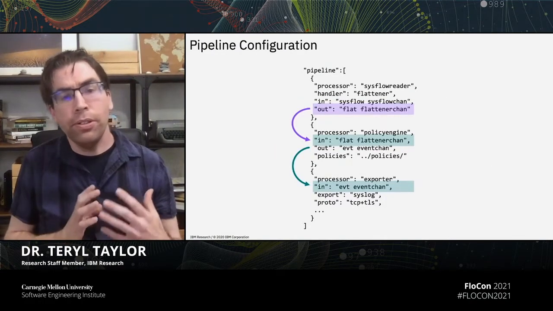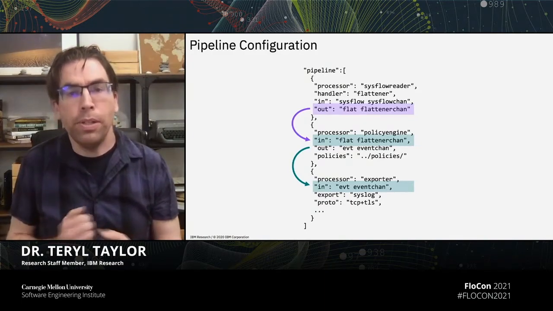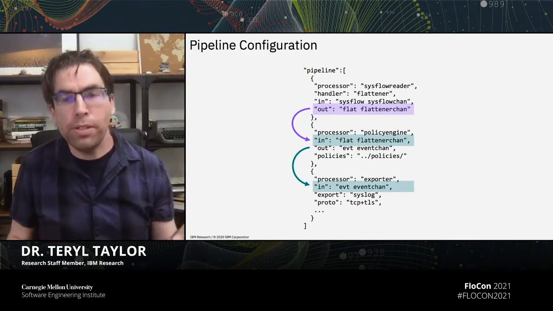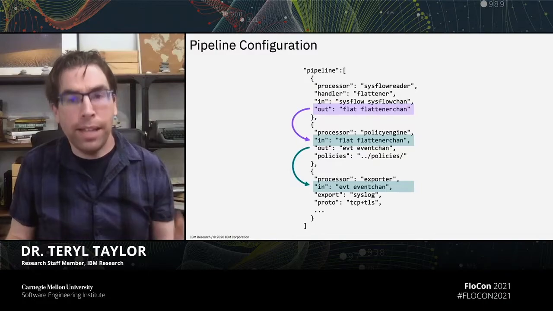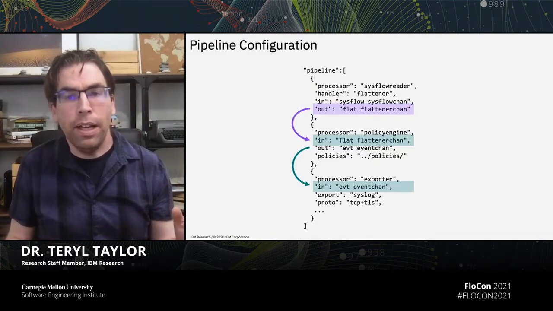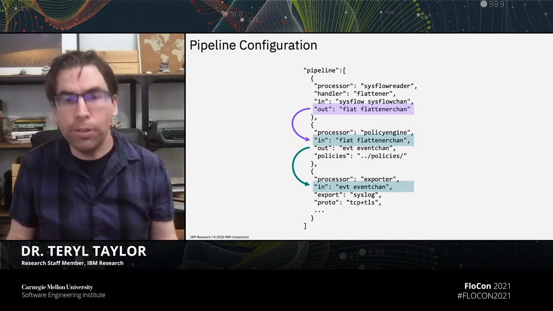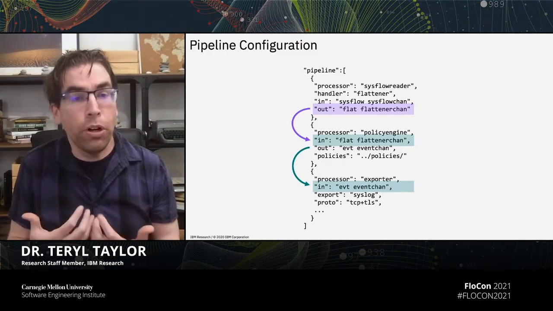So this here just really shows the pipeline configuration. The key point here is that we've defined those processor objects from that last slide. So here we have this Sysflow reader, which actually does the flattening of the Sysflow objects as they come in from the driver. And we have essentially a set of what are Golang channels.